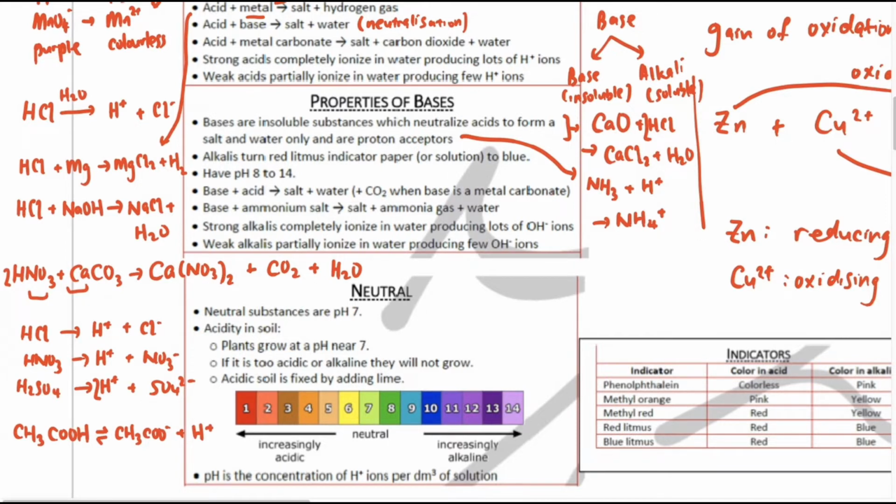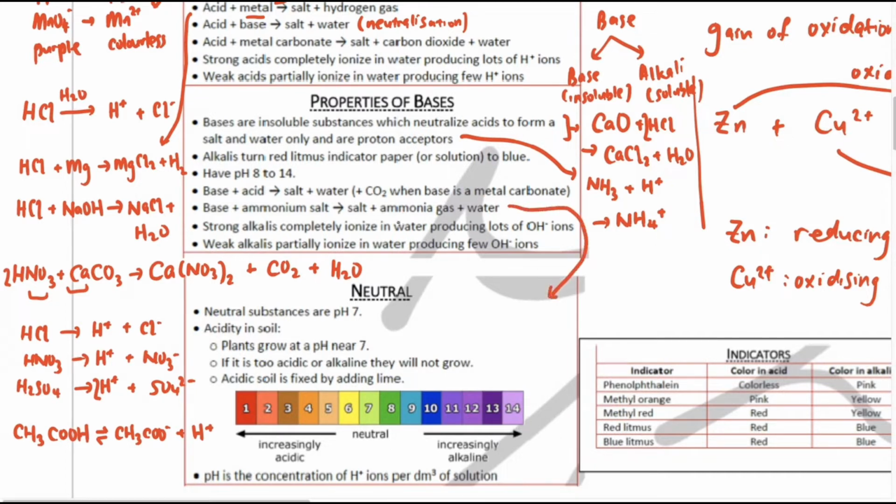So from here we know that calcium carbonate plus acid becomes calcium nitrate, CO2 and H2O. They are talking about this: metal carbonate releases CO2. Base plus ammonium salt, this is the second equation. Base plus ammonium salt becomes salt, ammonia gas plus water.